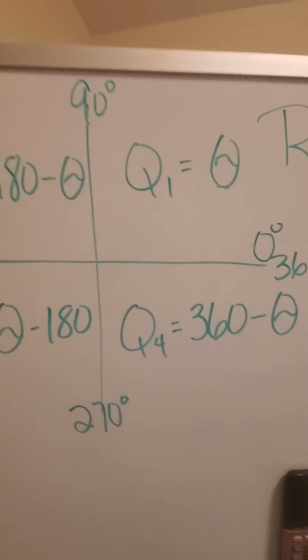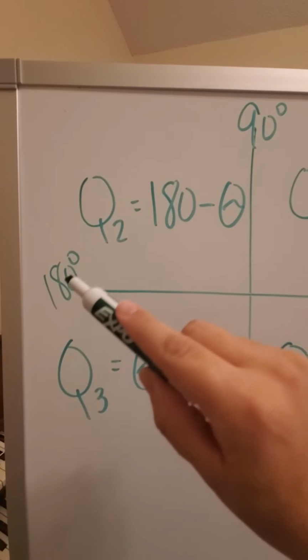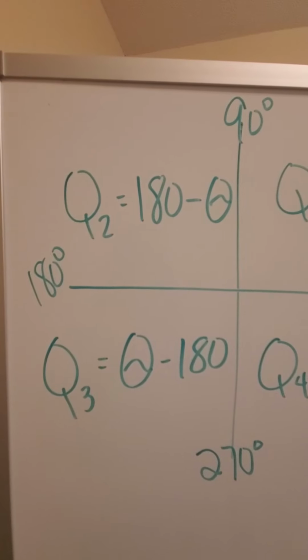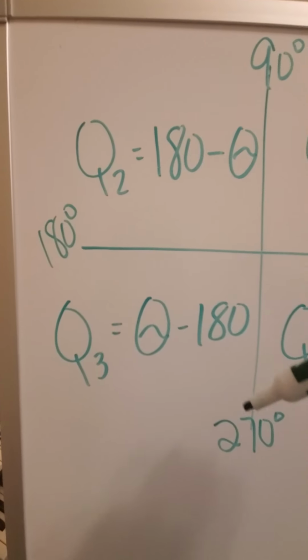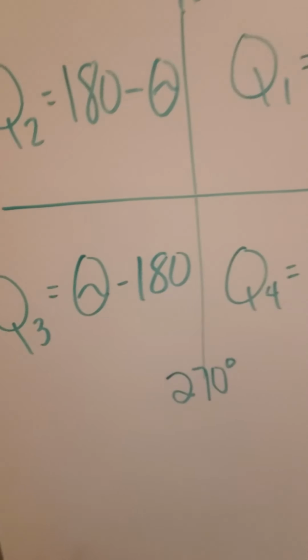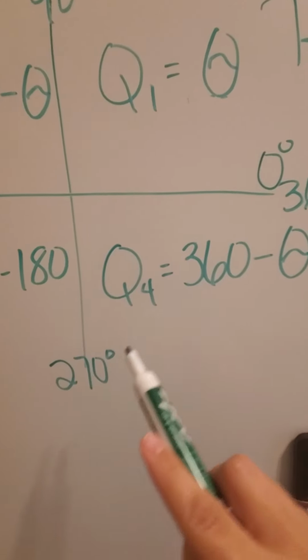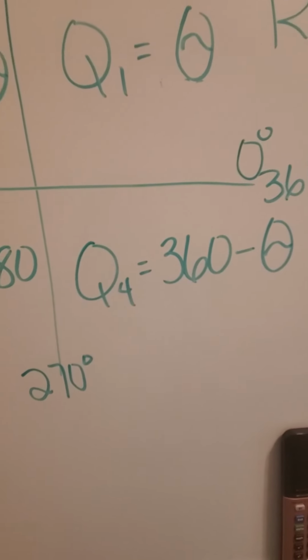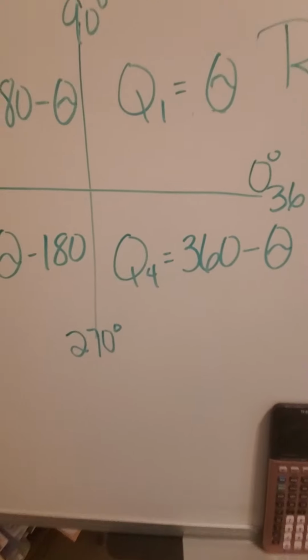That makes perfect sense. If it's between 90 and 180, I take 180 minus my angle, and that'll give me my answer. If it's between 180 and 270, I'll take the angle minus 180. And if it's between 270 and 360, I'll take 360 minus the angle and it'll give me my answer. So that's the straightforward way to do it, okay?